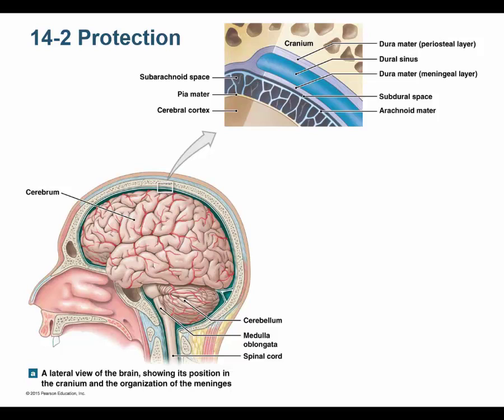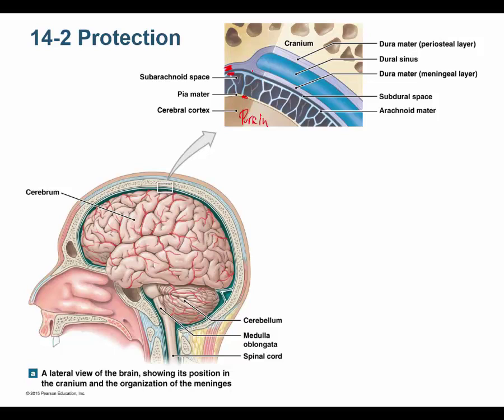First of all, you have three layers of meninges, and when you look up here, you can see the three layers. You can see the dura mater right here. You can see the arachnoid mater right here, and you can see the pia mater right here. And this is the brain.